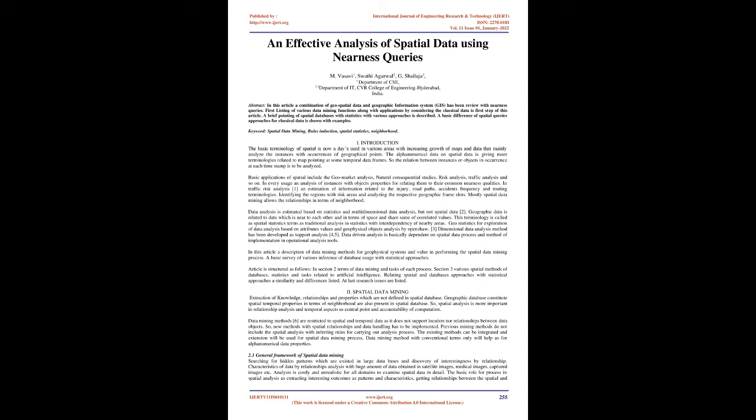2. Spatial data mining. Extraction of knowledge, relationships, and properties which are not defined in the spatial database. Geographic databases constitute spatial temporal properties; terms of neighborhood are also present in the spatial database. So, spatial analysis is more important in relationship analysis and temporal aspects as a central point and accountability of computation. Data mining methods 6 are restricted to spatial and temporal data as they do not support location nor relationships between data objects. So, new methods with spatial relationships and data handling have to be implemented.